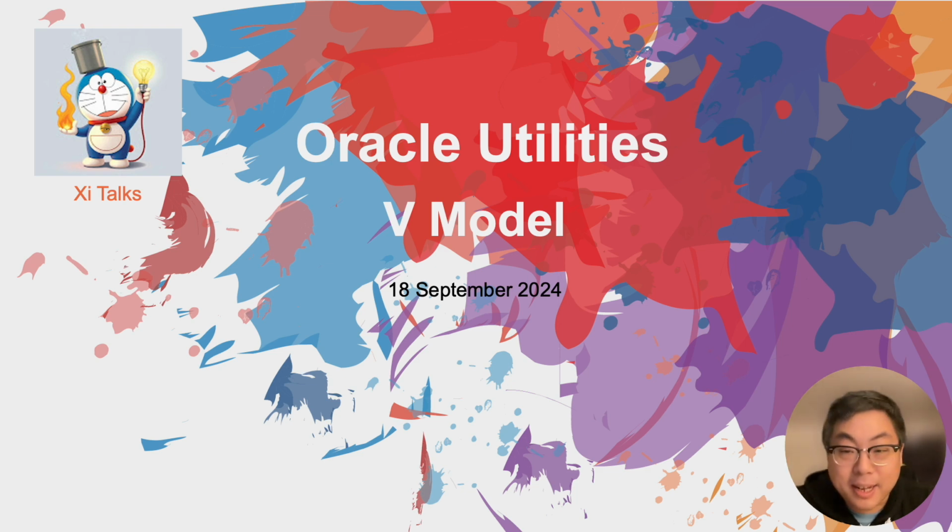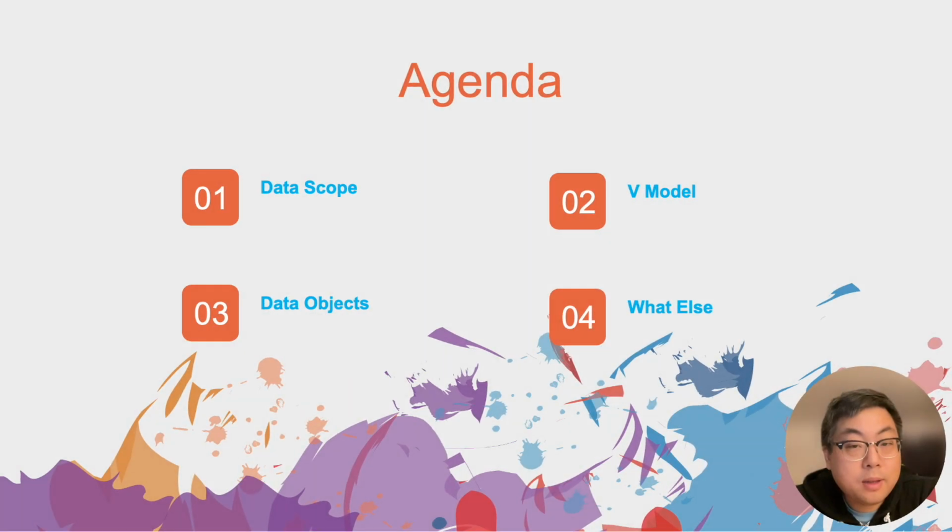Okay, so last time we talked about data in general, and today we're going to talk about the data model for Oracle utility products, including CCB and MDM. I will break that down into four parts. So first we look at the data scope, which means what data is involved in terms of Oracle utilities. Second one is a very famous term called V model.